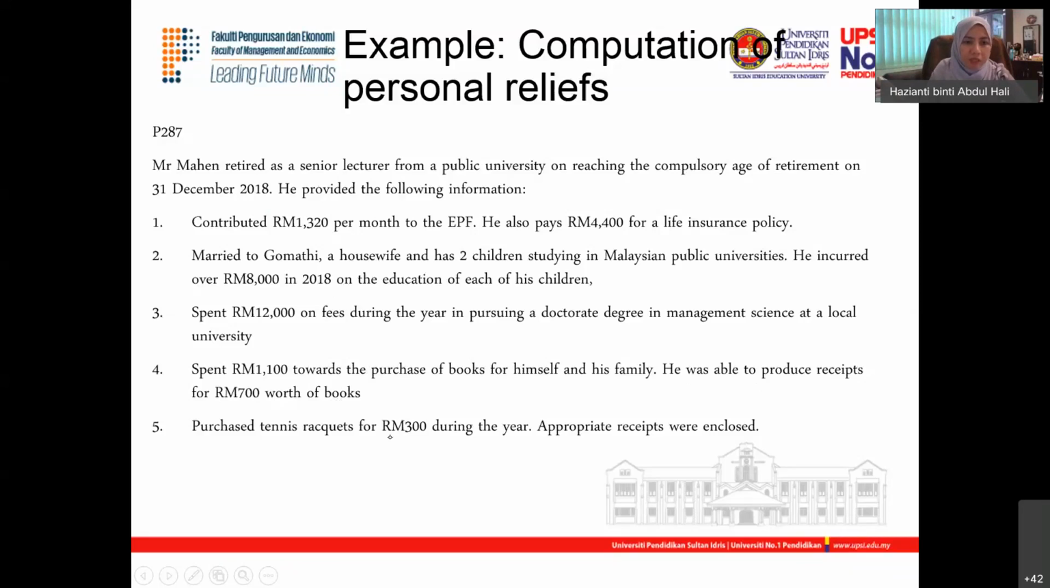He purchased tennis racket for 300 during the year. Appropriate receipt were enclosed. So based on this relief, yang kita nak kira relief je dulu untuk soalan ni. Based on this information, kita nak tengok lah berapa banyak relief yang dia boleh dapat.